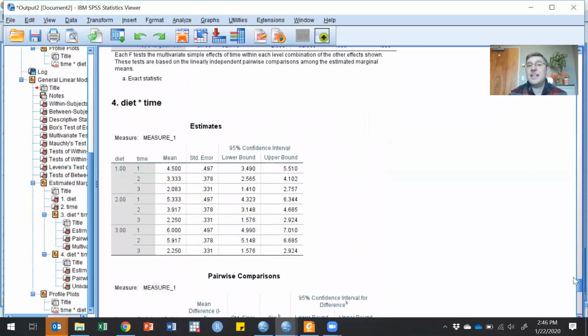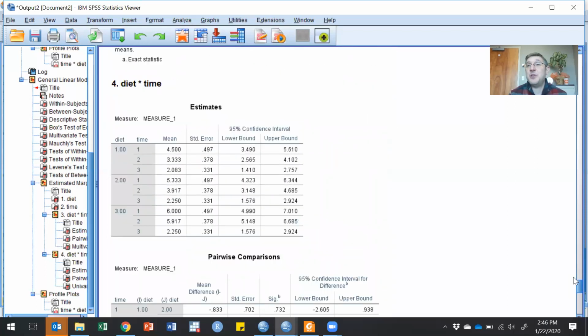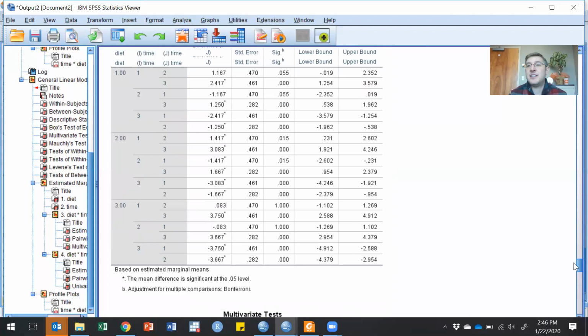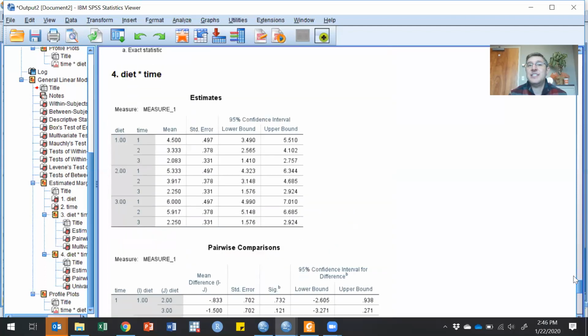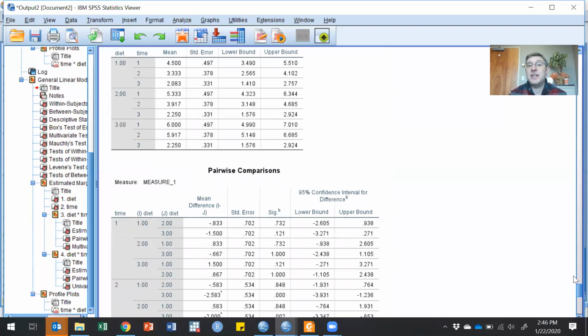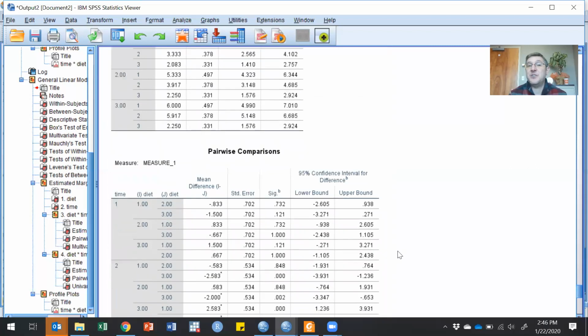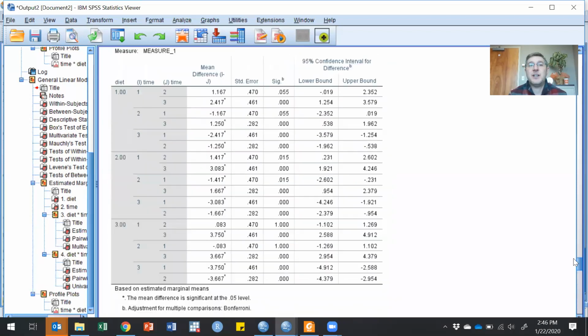And then here it is again. So that would be your within subjects simple effects analysis. And here is then your between subject simple effects analysis. Here we're comparing each diet for each time frame. So let's go back up and talk about this one.